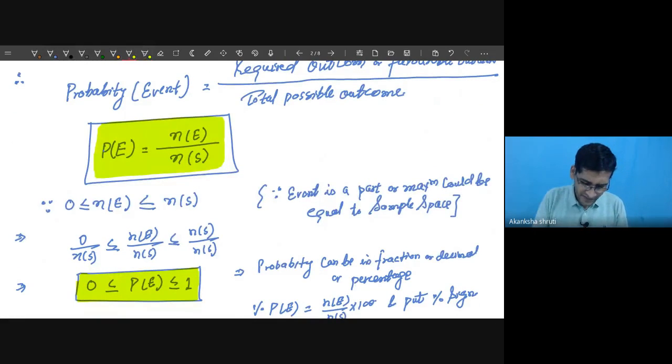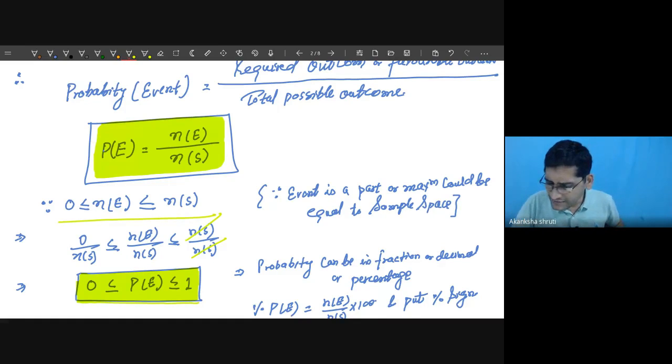0 is less than or equal to n(E), which is less than or equal to n(S). Go on dividing this inequality by n(S). The first one becomes 0. The second one, n(E) by n(S), becomes P(E), the probability of event E, and n(S) by n(S) gets cancelled, so it becomes 1. So what we are observing is that the probability can vary from 0 to 1. That is point number 1 that we have to keep in mind. Therefore, the probability will always be some fraction or decimal. It can be 1 under certain conditions or only on a few occasions.